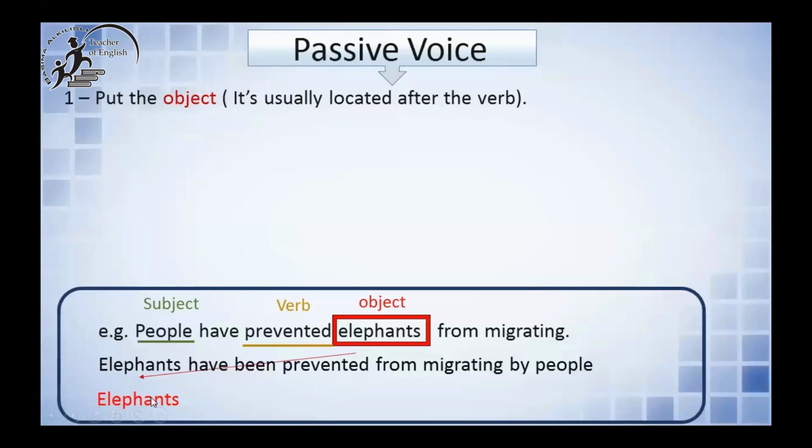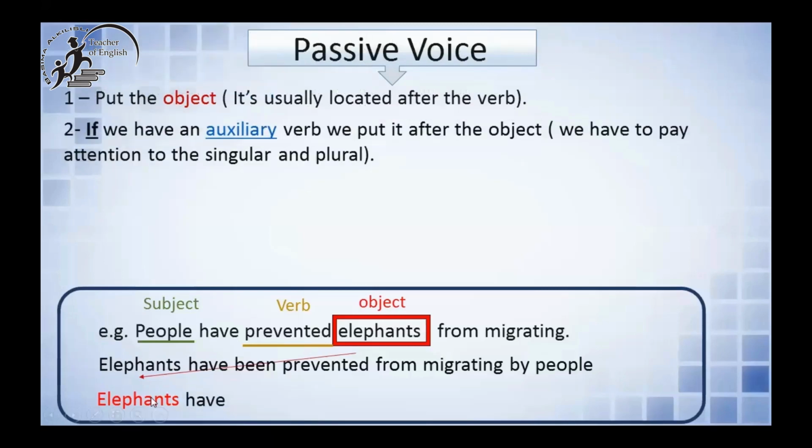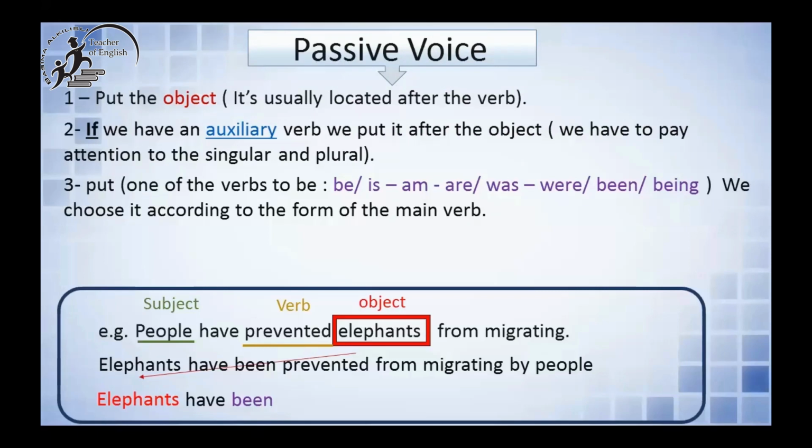The second step, we have to put the auxiliary verb. We sometimes don't have this auxiliary verb, but we have to pay attention to the singular and plural. The object is in the plural form, elephants, but if it is in the singular, like for example elephant, this have must become has.